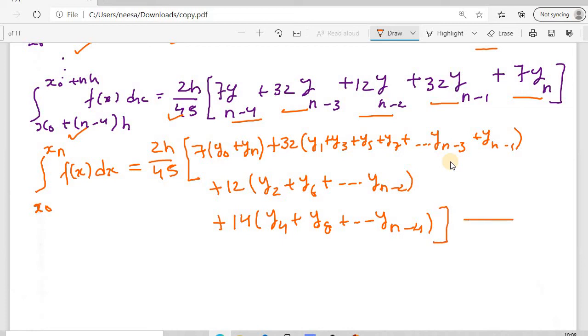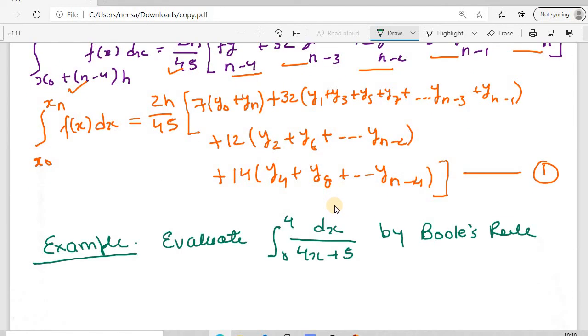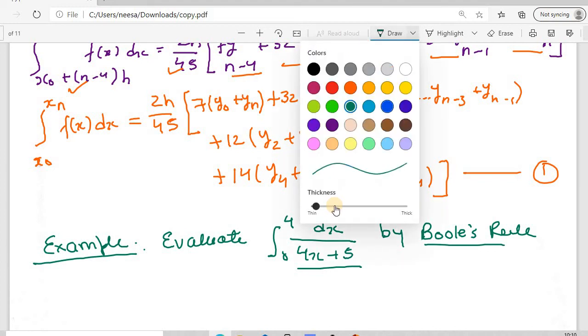So now this is actually Boole's formula that can be used to evaluate the numerical integration. Now we'll see this and we'll use this formula in an example. Now let's see this example. We need to evaluate this integral from 0 to 4 of dx upon 4x plus 5 by Boole's rule. So we need to solve this with the help of Boole's rule.